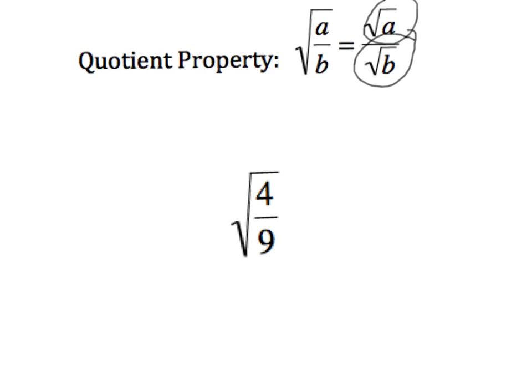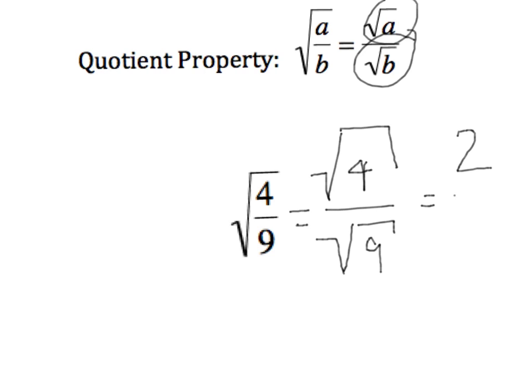So again, I'll show you with the fraction 4/9. So if I take the square root of 4/9, I can rewrite that as the square root of 4 over the square root of 9. The square root of 4 is 2, and the square root of 9 is 3. So the square root of 4/9 is 2/3.